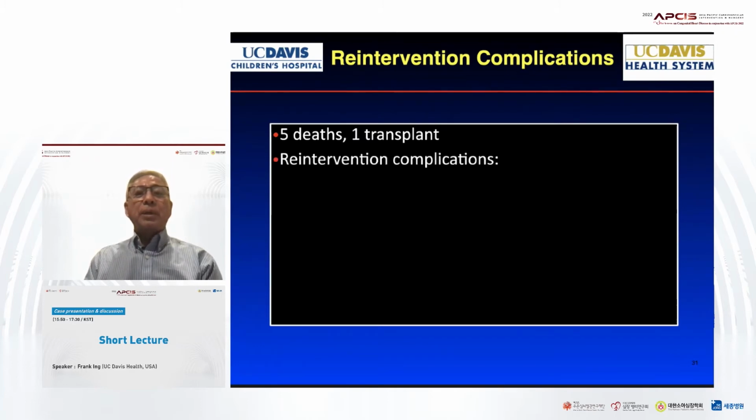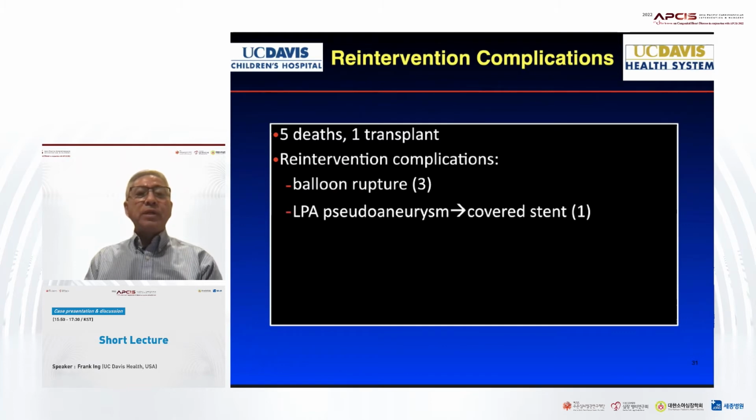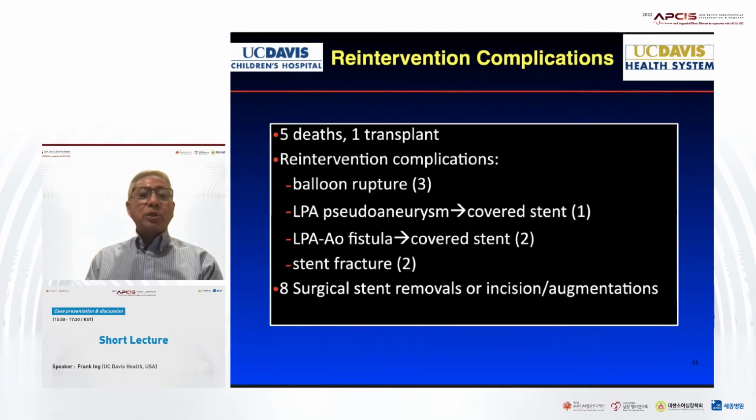The reintervention complications were balloon rupture in 3 of these, and a pseudoaneurysm that was then treated with a covered stent. There was an LPA to aortic fistula, again in the transposition patient with a Lecompte, that was treated with a covered stent in 2 patients, and stent fractures in 2. And then, of course, there were some surgical removals because those patients also required additional surgeries, so that at the OR, the surgeons removed or augmented them in some manner. I'm going to talk about that at the end. The majority of these patients were classified as New York Heart Association class 1 and 2. So again, they were all doing pretty well for this group of patients.